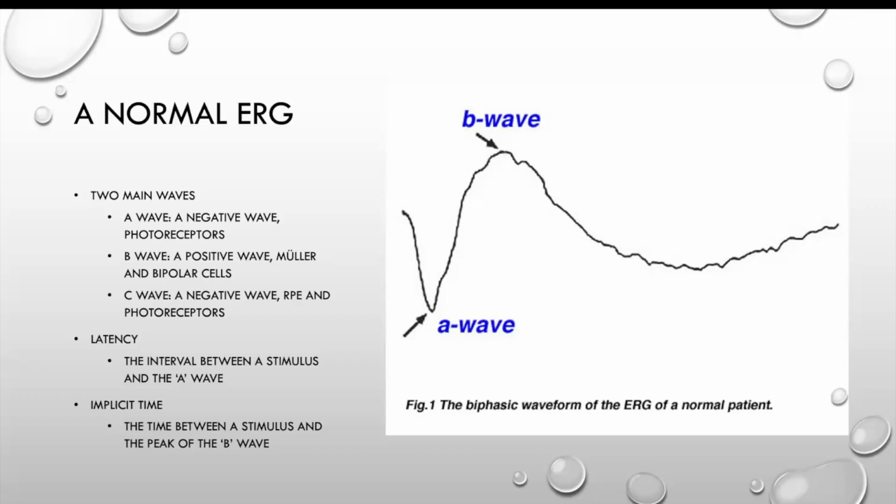And then there's certain things that I looked at. So again, there's the latency, which is the interval between the stimulus and the A wave itself, and then the implicit time, which is the time it takes from the stimulus to then get that peak of the B wave. And that's the foundation of the ERG. So your A wave is the photoreceptors, your B wave is your Müller and your bipolar cells. And then you're looking at the latency, so the time it takes for a signal to even start, and then the implicit time, the time it takes for you to then get to that peak of the signal going through your Müller and your bipolar cells.